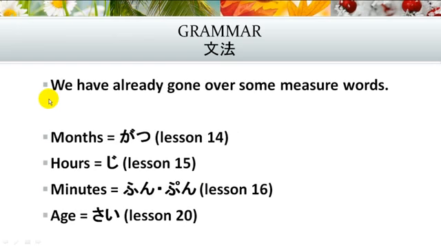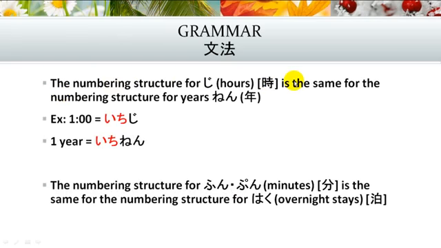If you haven't noticed already, we have already gone over some measure words. For example, we went over the measure word for months, gatsu, in lesson 14, the hours, ji, in lesson 15, fun and pun, or the minutes, in lesson 16, and finally, age, or sai, in lesson 20. In addition, the numbering structure for ji, or hours, is the same for the numbering structure for years, or nen. So, for example, 1 o'clock is ichiji, and 1 year is ichinen. Plus, the numbering structure for minutes is the same for haku, which is considered for overnight stays.